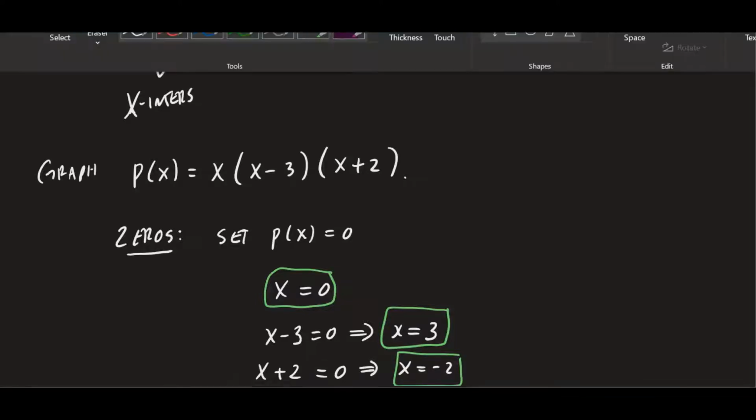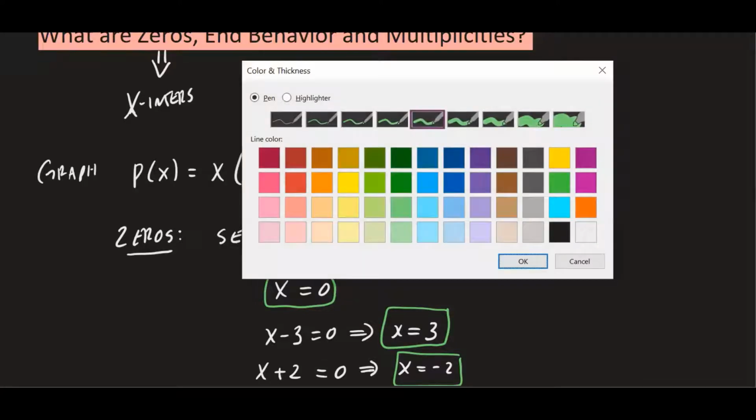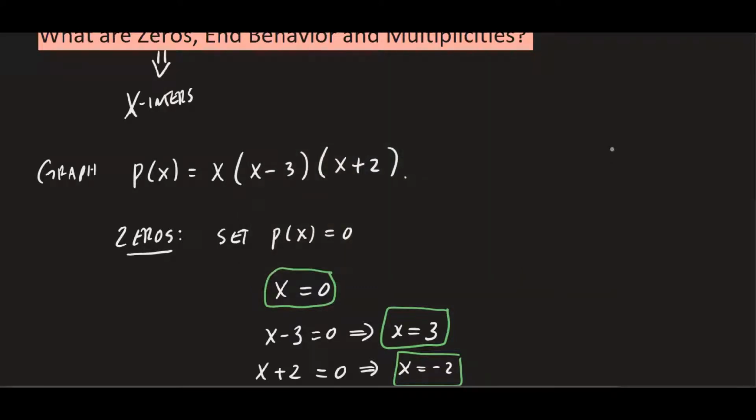Now, what we're going to do is plot the zeros on our xy plane. So here is the xy plane. Let's plot them. So we have negative 2. That's one of the intercepts. 0 itself is an intercept, and 3 is an intercept. So let's suppose this is 3. So those are the zeros. Now let's talk about the end behavior.